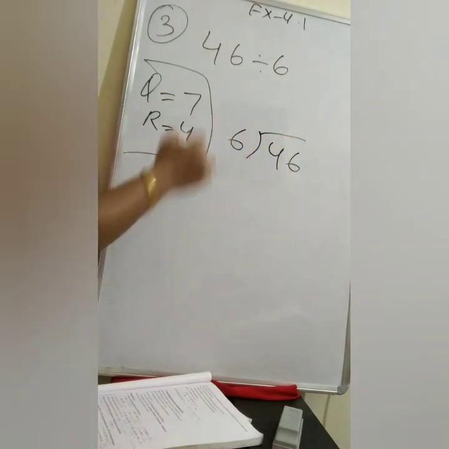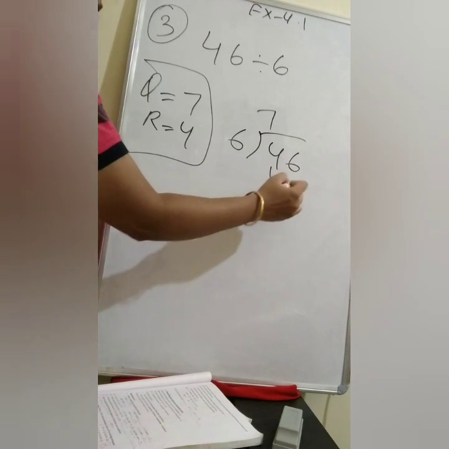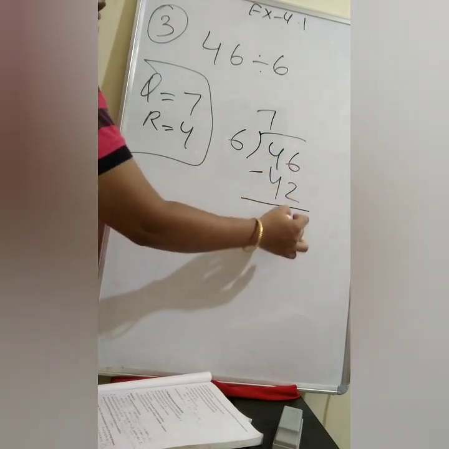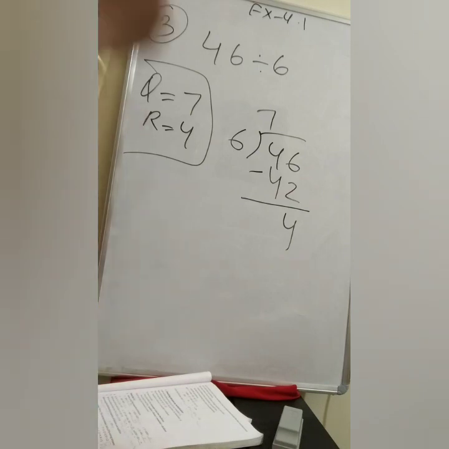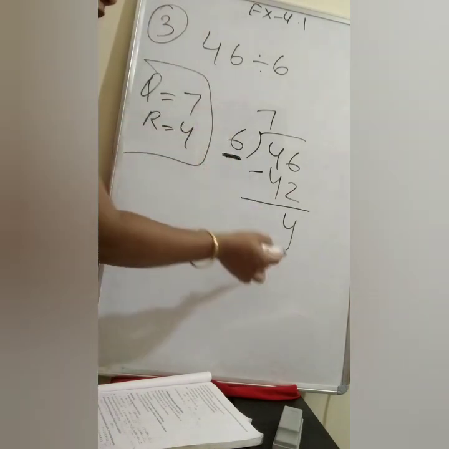46 divided by 6. 6 sevens are 42. What is your remainder? 4. Now you will not do. Why you will not do? Because this number is 6 and this number is 4.